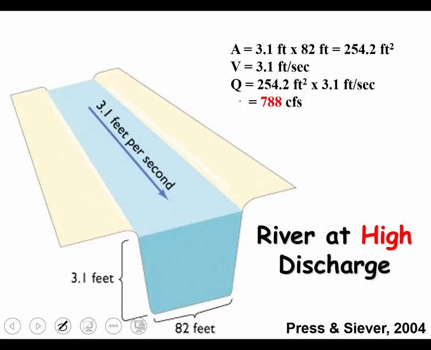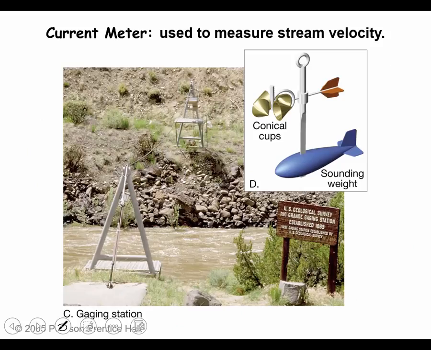Now, what that tells me is that the relationship between stage and discharge is not linear. And it's not linear because velocity is changing. Look how much more, the velocity here is very low, the velocity here is much faster. So, what are we going to do? Well, we've got to measure velocity.